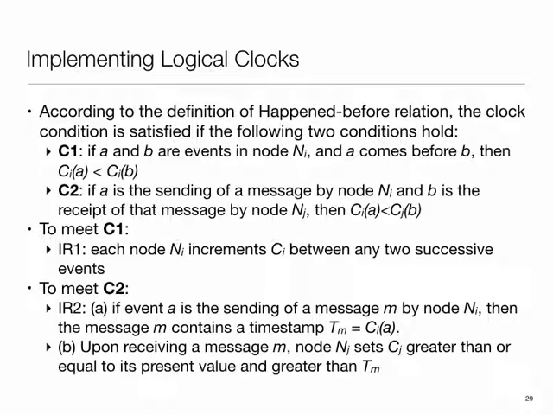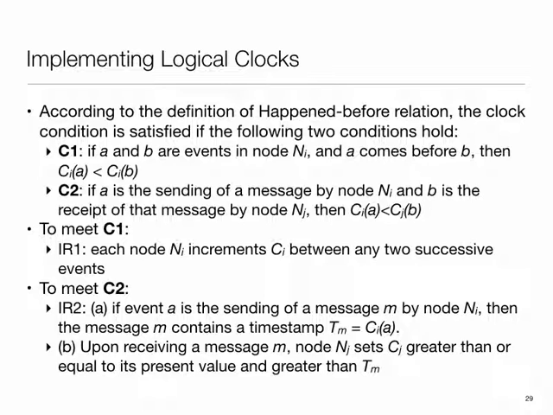The second one is trickier. We also want to make sure that if A is a sending event at some node I and B is the received event at some other node J, then the timestamp that I gave to A is less than the timestamp that J gave to B, because that is another way of saying that I'm timestamping according to the global clock. And to meet this one, the approach is simple.